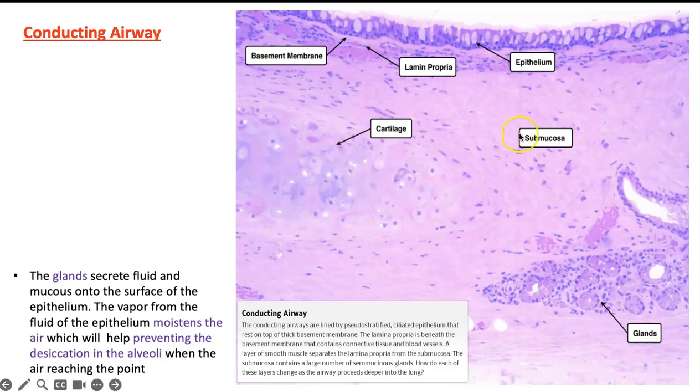And then you have the submucosa, and the submucosa has an important gland, the seromucous gland right here. And you can see also we have the cartilage. So the importance of the gland, as we mentioned, is to moisten the air and also to prevent the dryness of the alveoli.